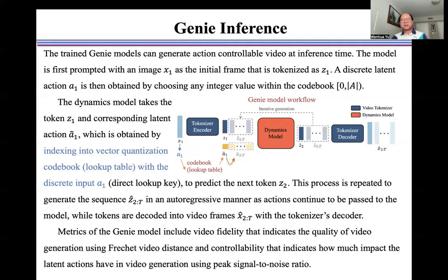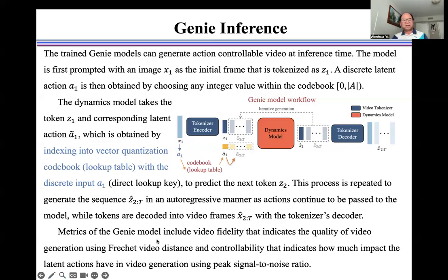This process is repeated to generate the sequence z2 to zT caret in an autoregressive manner as tokens continue to be passed to the model. The tokens are then decoded into video frames x2 to xT caret with the tokenizer's decoder as shown here.